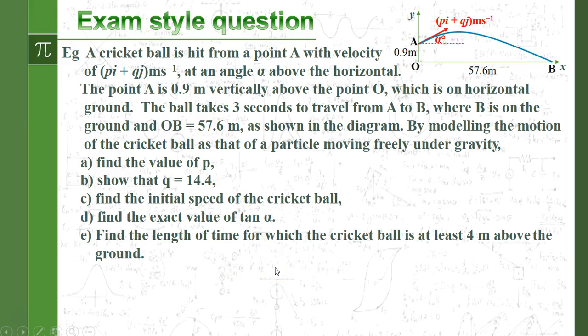We've got a cricket ball again being hit from a point 0.9 metres above the ground, so we're going to have to think about that when we do a bit of adjusting. And we've got a whole bunch of information. It's 3 seconds to travel from A to B. We've got the distance OB is 57.6, and we've got an initial projection of this vector Pi plus Qj.